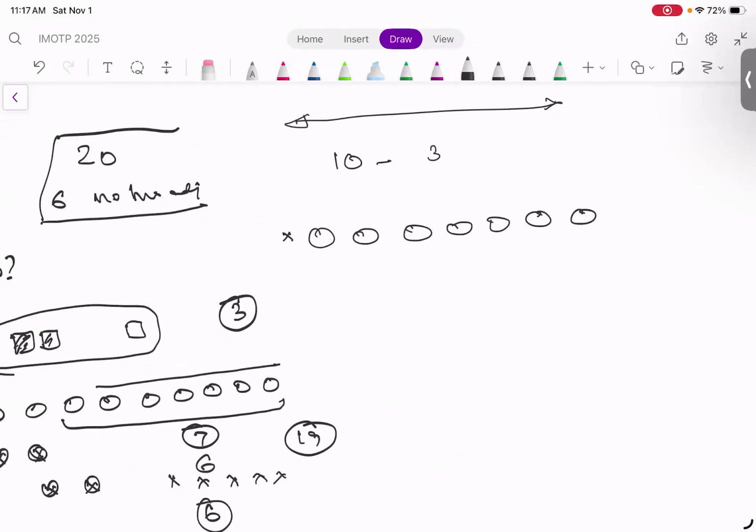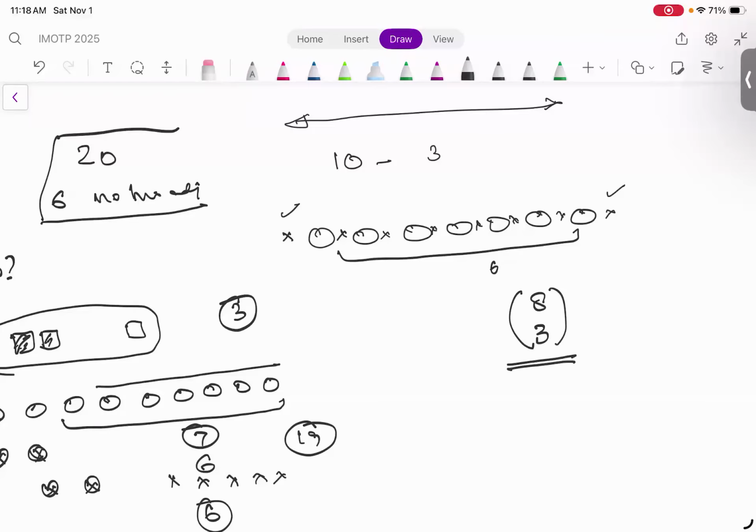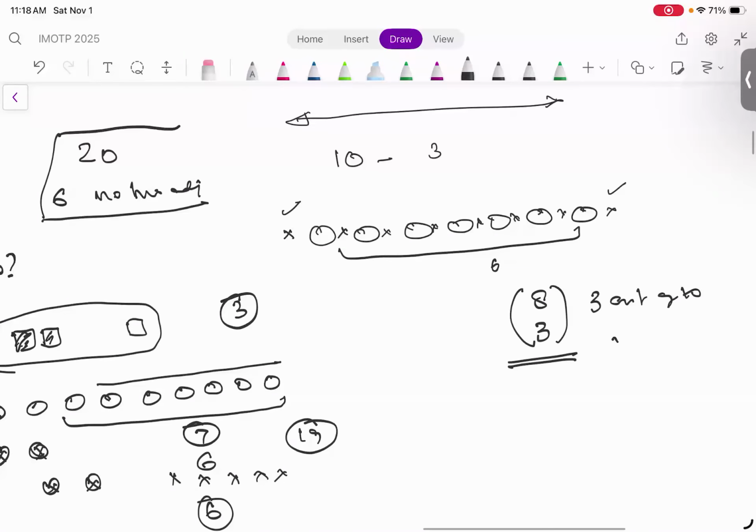How many cavities are there? 1, 2, 3, 4, 5, 6, 7, 8. There are 7 books, so there will be 6 in between, and 1 before and 1 after. That's 8. Out of which I have to place 3, so I have 8C3. So there are 8C3 ways of choosing 3 out of 10 such that no two are adjacent. That's all.